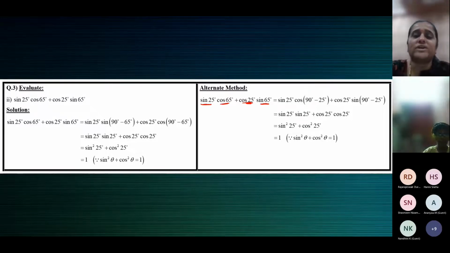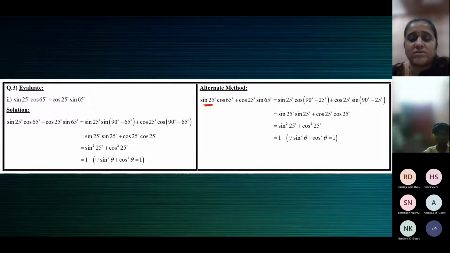So you decide which angle you want to retain. There are two angles, 25 and 65. So if you want to retain 65, then you change the 25s. If you want to retain 25s, you change the 65s. So that is left to you. I have worked this by retaining 25. I'm changing the 65s to 25s.